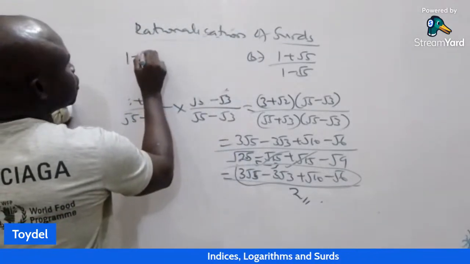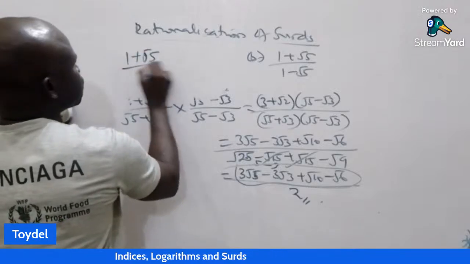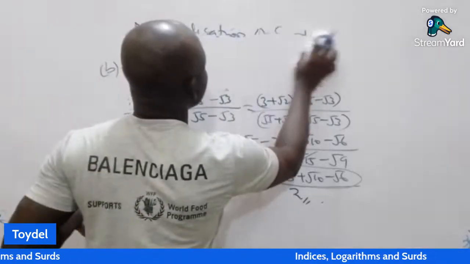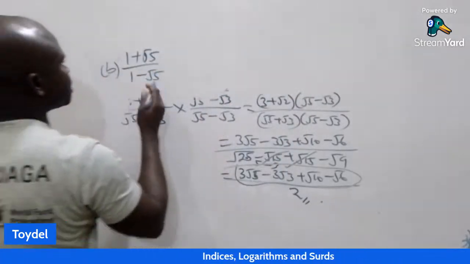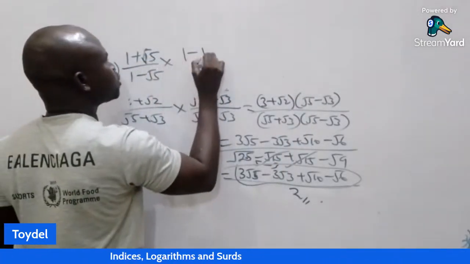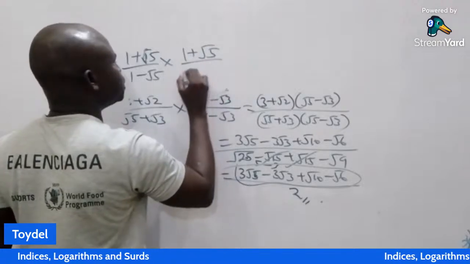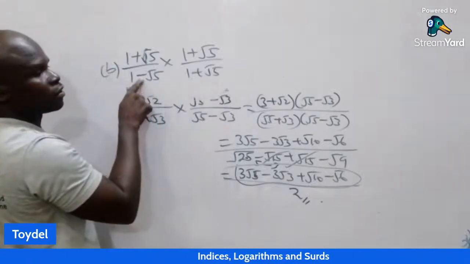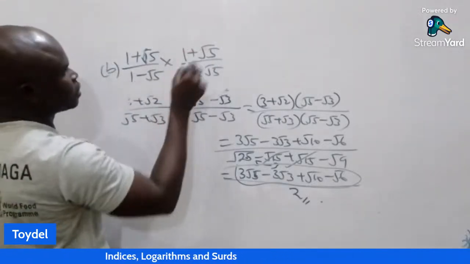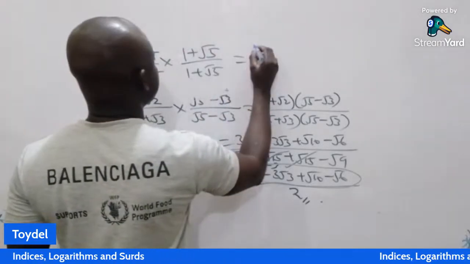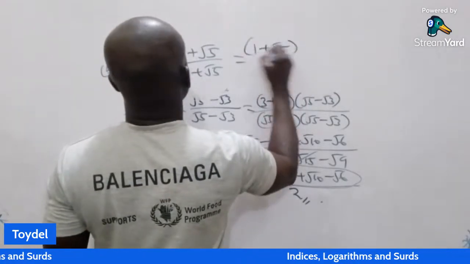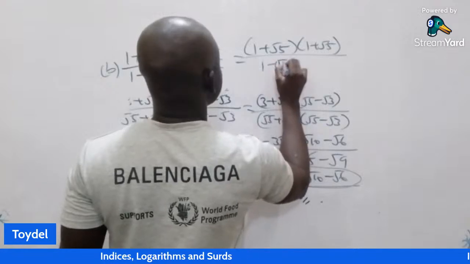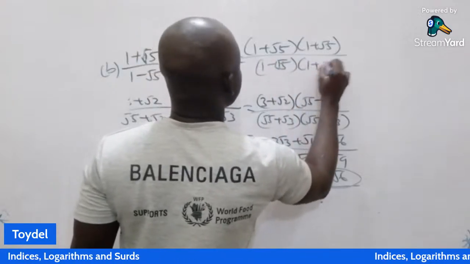So we go to the second one, 1 plus root 5 over 1 minus square root of 5. What do we do here also? We are going to rationalize, in the sense that we multiply both the numerator and the denominator by the conjugate of the denominator. Here we are going to have 1 plus root 5. The conjugate of this is addition; it was minus before. Then if we multiply that, we have 1 plus root 5 multiplied by 1 plus root 5, all over 1 minus root 5 multiplied by 1 plus root 5.